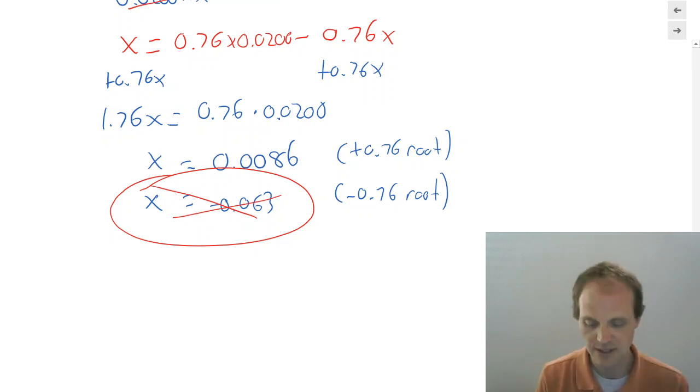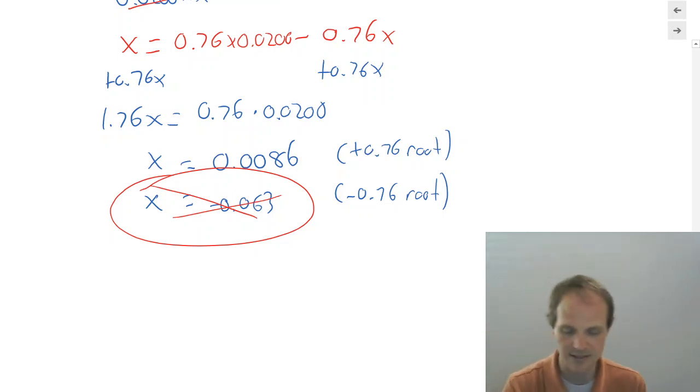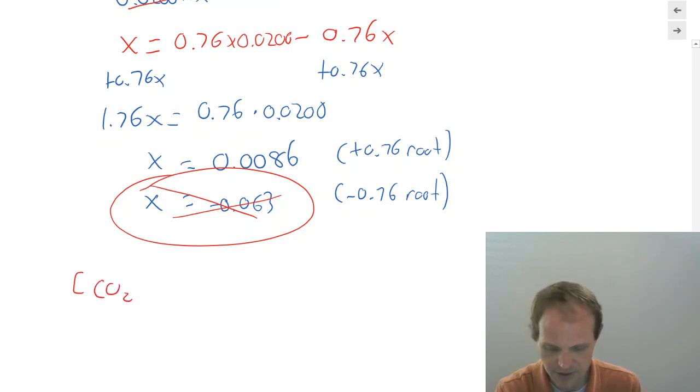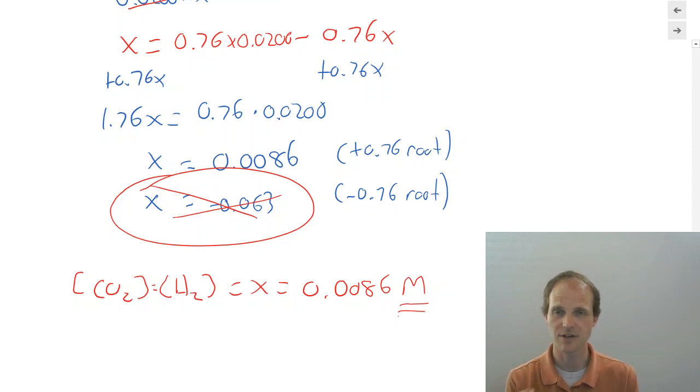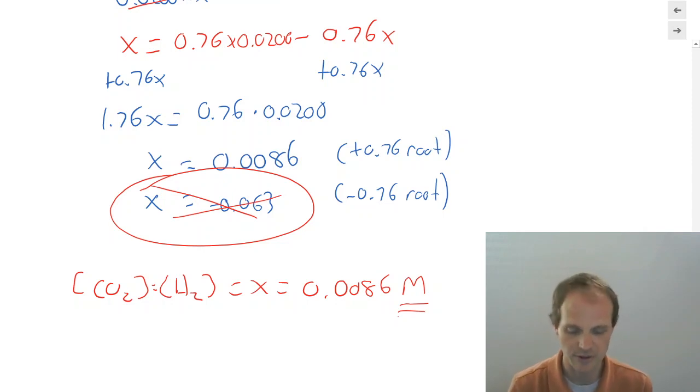So we know our root is 0.086, which means the concentration of CO2 and the concentration of H2 were both equal to x, and so those are both going to be 0.0086 molar. Why? Because I'm now talking about concentrations. I have to take that reference and put it back out. The thing to remember is when you're just talking about the concentrations, put that molar back.